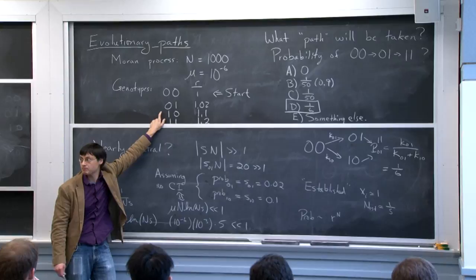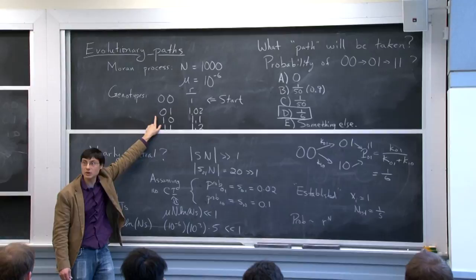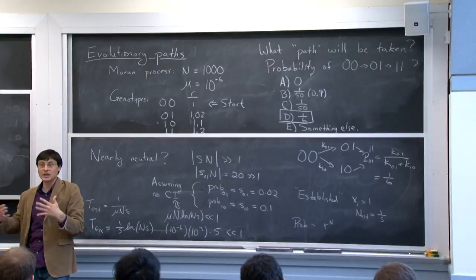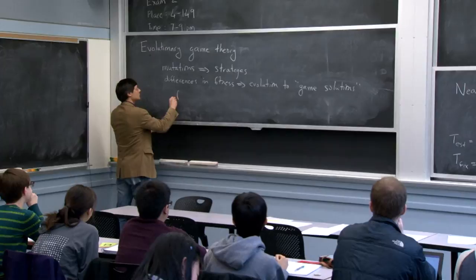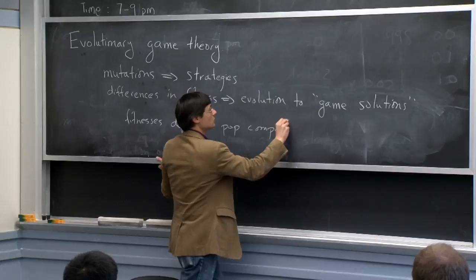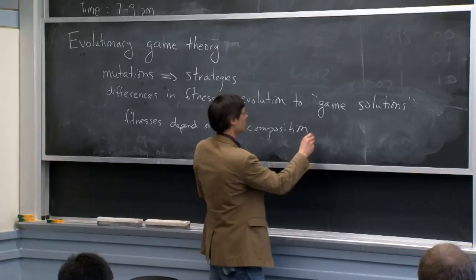In many cases, people just assume that you can describe it as some fitness landscape. But you can't do that if there's frequency-dependent selection, if there are any sort of evolutionary game interactions going on. It's just important to remember: if the fitnesses depend on the population composition, then you cannot even define a fitness landscape. All right, then no fitness landscape.